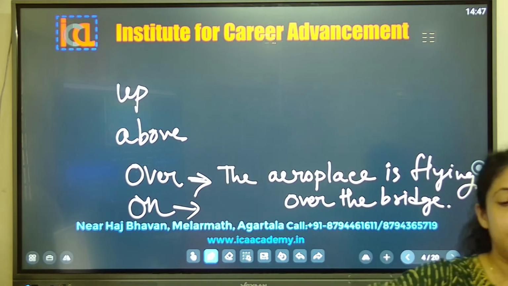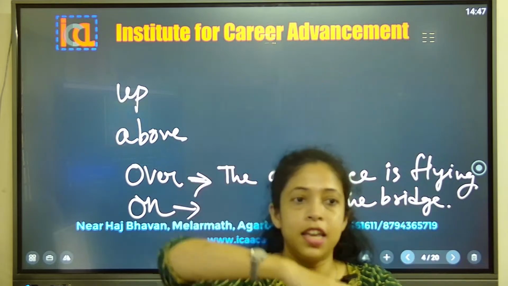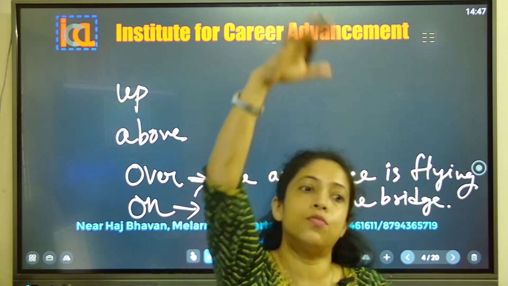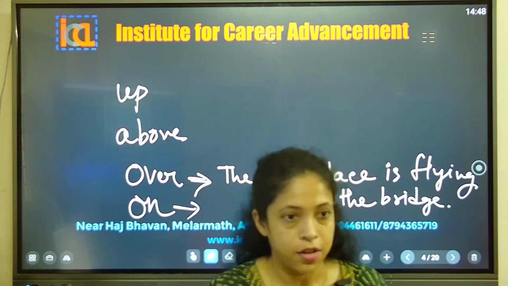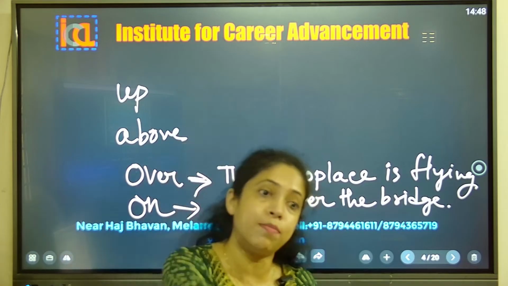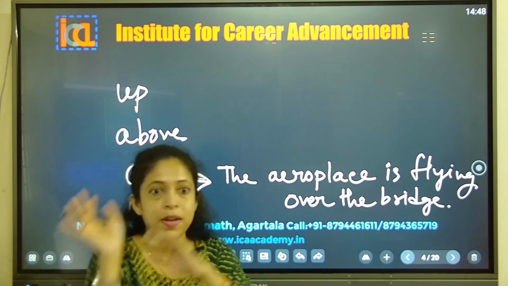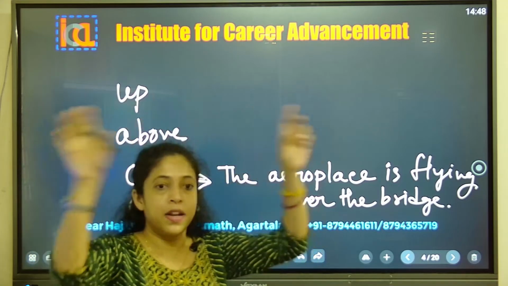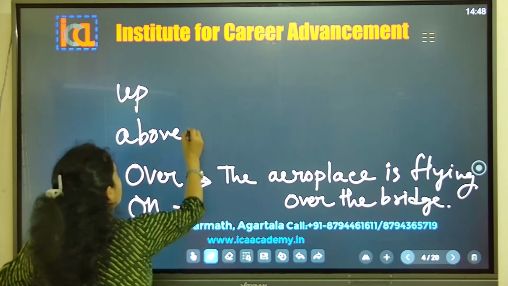So the aeroplane is high, its position from the land is very high, and it is not static, it is just moving. Not moving means not in a particular place, it is moving from one place to another. That is the meaning of over, moving from one place to another, and the placement is on the top. Okay. Then I am going for above.